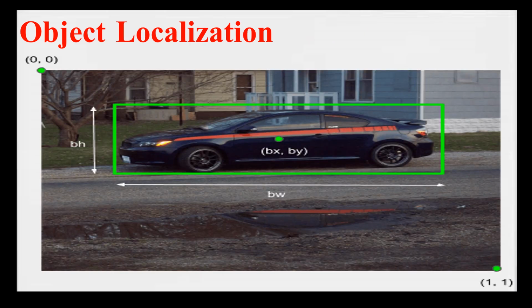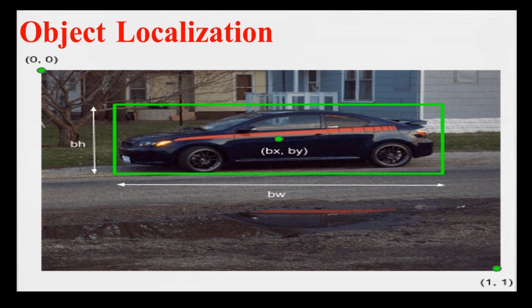Then comes object localization. Now the task of object localization is to predict the object in an image as well as its boundaries. And the difference between object localization and object detection is simply that object localization aims to locate the main object in the image, while object detection tries to find all the objects and their boundaries.